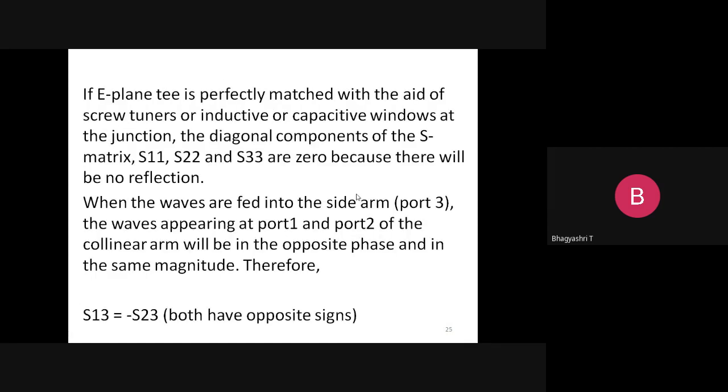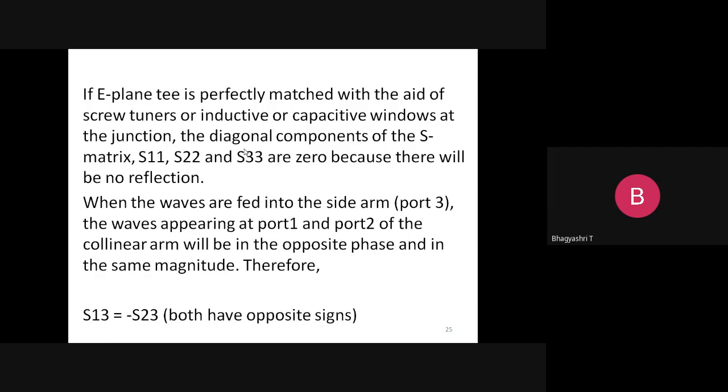So if the E-plane Tee is perfectly matched with the aid of a screw tuner or inductive or capacitive windows at the junction, what are we going to get? S11, S22 and S33 are 0 because there will be no reflection. This is very important. We have to remember that if you have a completely matched junction, then S11, S22 and S33 are 0.